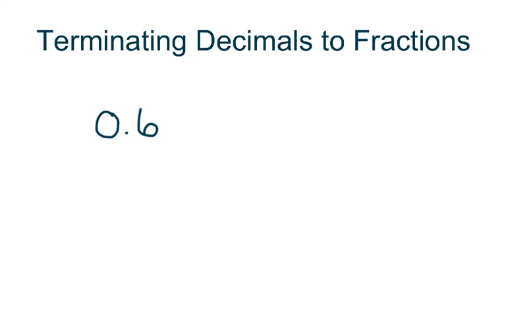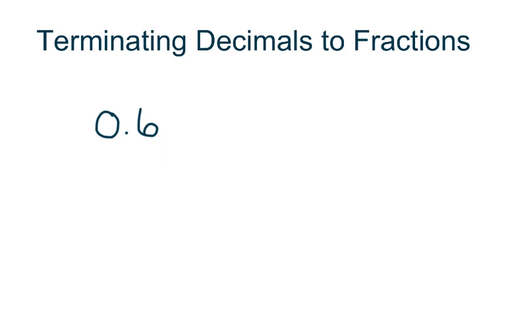Let's work with changing terminating decimals to a fraction. What we mean by terminating decimal is that the decimal comes to an end. There's not a repeating part, or it doesn't continue to go on forever without a pattern. So this is a decimal that does not repeat, it actually terminates.